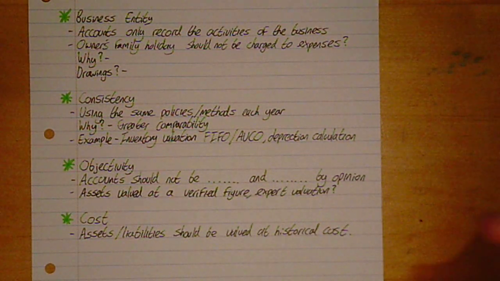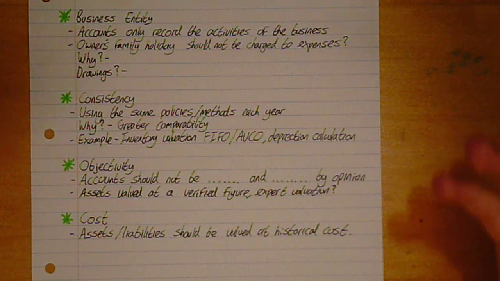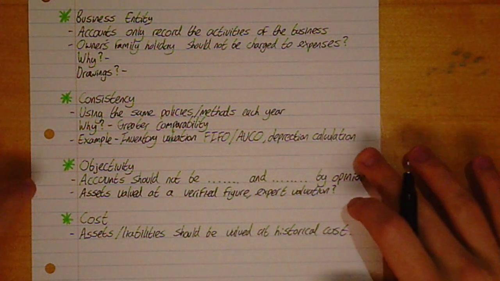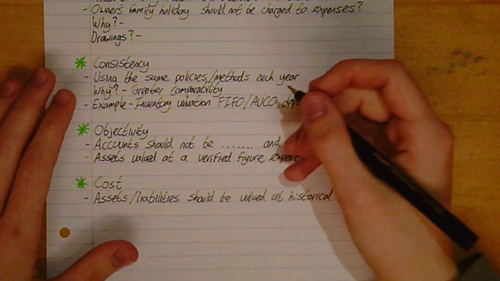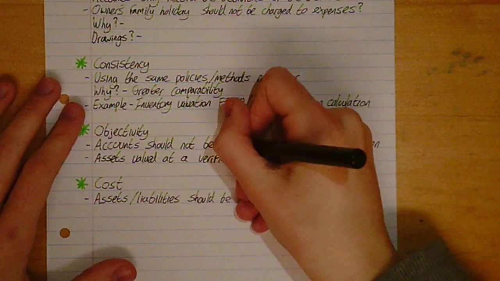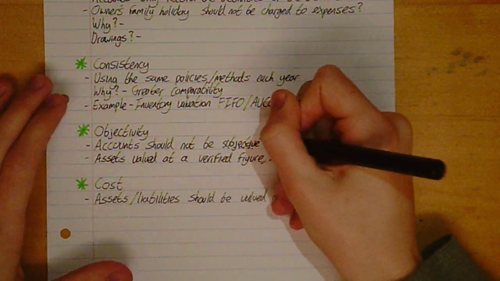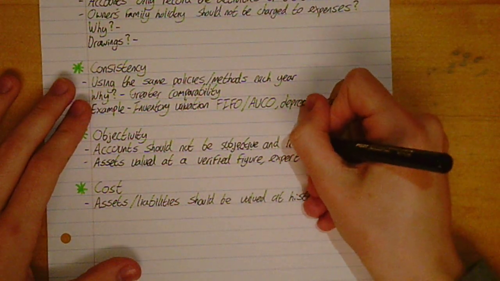So that's it basically. It allows greater comparability and consistency. It allows you to draw more reliable conclusions on your statements and your financial data. Okay, objectivity. Accounts should not be influenced by opinion. Well, it's the opposite of subjectivity, so they shouldn't be subjective. They should be based on facts and data. They shouldn't be influenced by opinion.